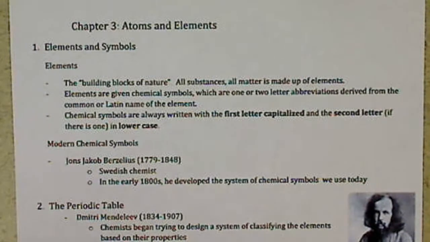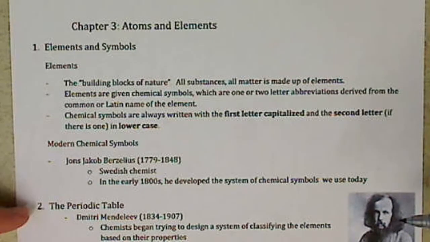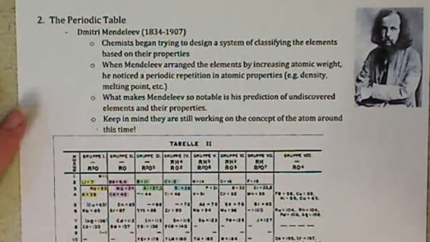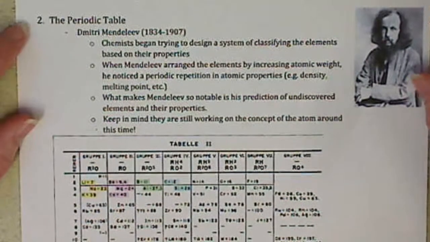Chapter 3 looks at the atoms and elements that we're going to be working with as chemists. The first section was one that you should read in your book, and this just gives a brief overview of that information. And then section 2, talking about the periodic table. First, we want to talk about Dmitri Mendeleev, and there's a TED video for you to watch, talking about his past and why he's so important for us in our discussion of the periodic table.